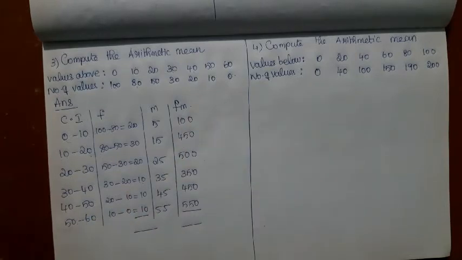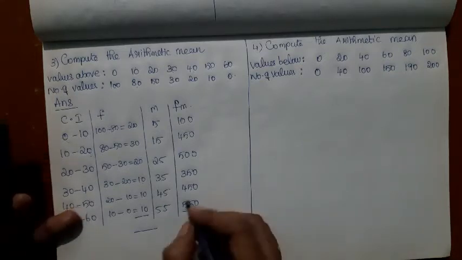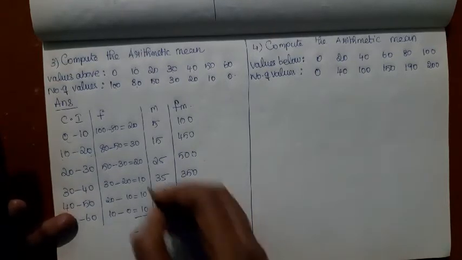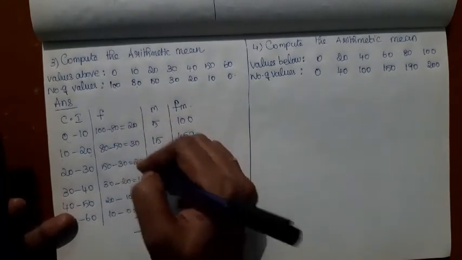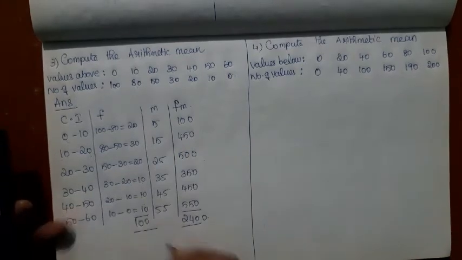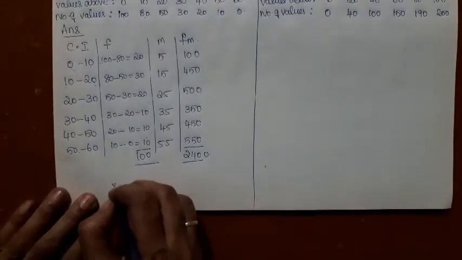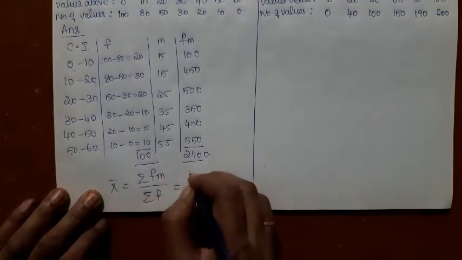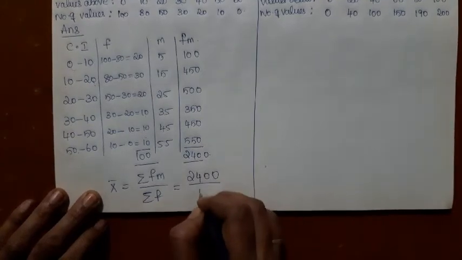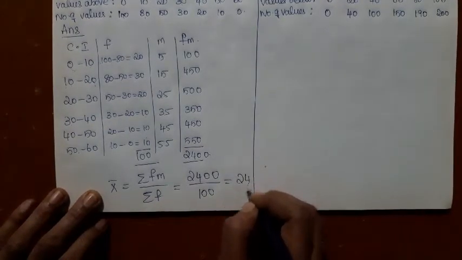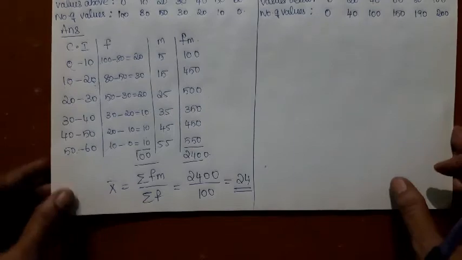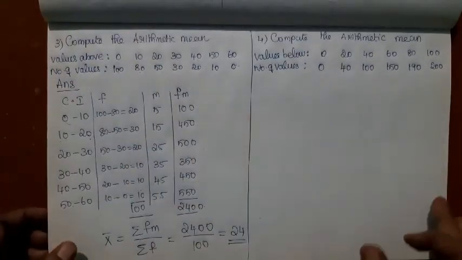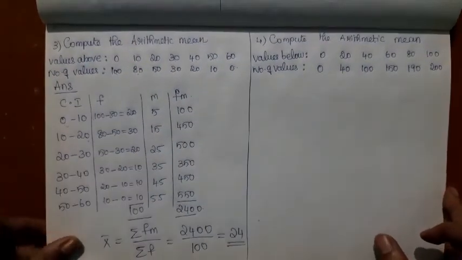If you add, you get 2400 and here 100, right? So let us calculate x bar, which is summation fm by summation f. Summation fm is 2400, summation f is 100, you get the answer 24, right? So this is not a discrete series, you should convert it into a continuous series.